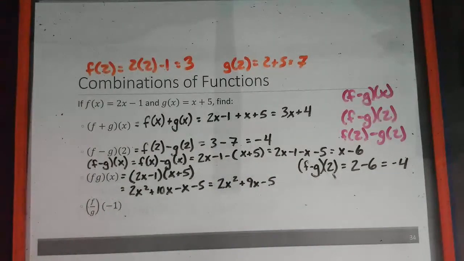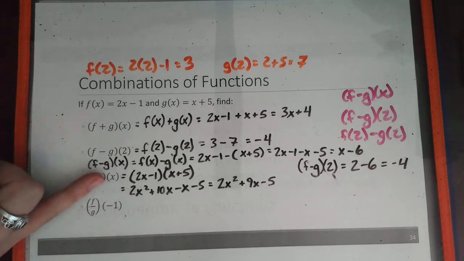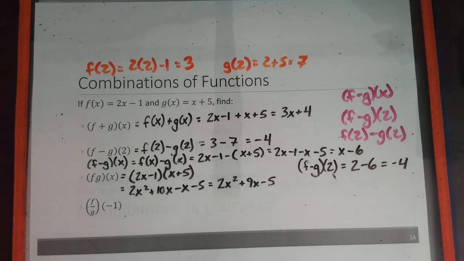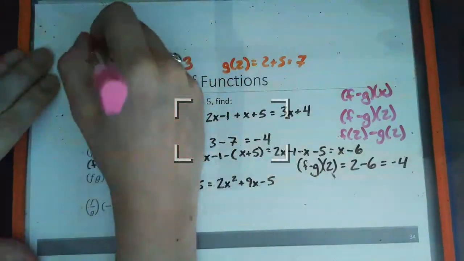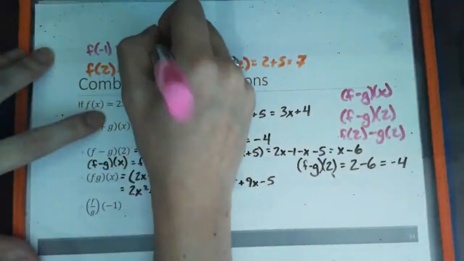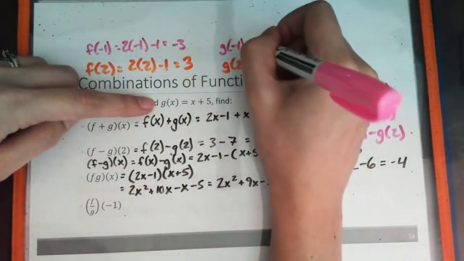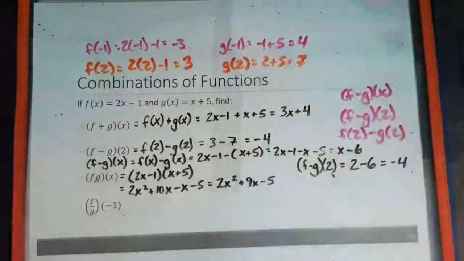For this last one, we're looking at f over g of -1. We can solve it both ways like we did the second problem. So you'll notice the first and third had us solving in terms of x, whereas the second and fourth problems have us solving by evaluating at an actual value. So if we plug in -1 to f, that'll give us 2 times -1 minus 1. -2 minus 1 is a -3. And if I plug in a -1 into g, I'll get -1 plus 5, which is 4.